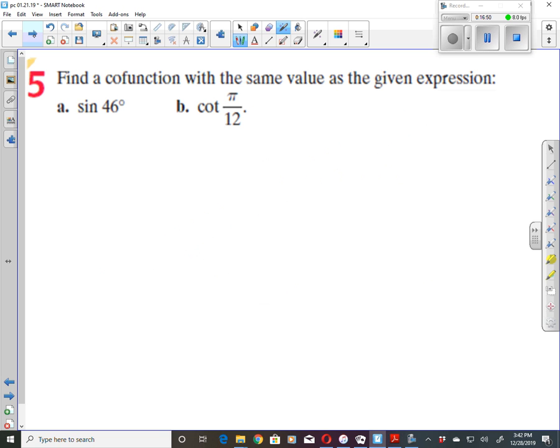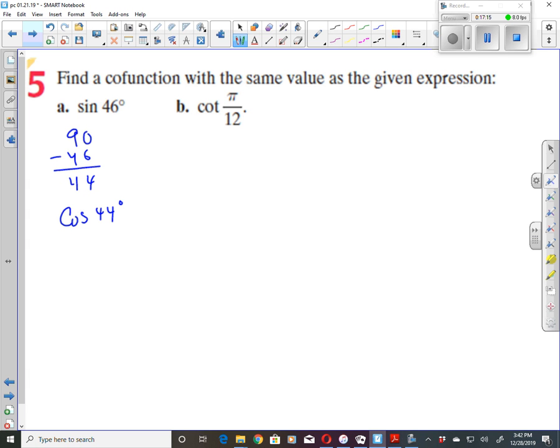So find the cofunction of sine of 46. Well, 90 minus 46, right, is 44. So sine is equal to the cosine of the complement. So cosine of 44 degrees.